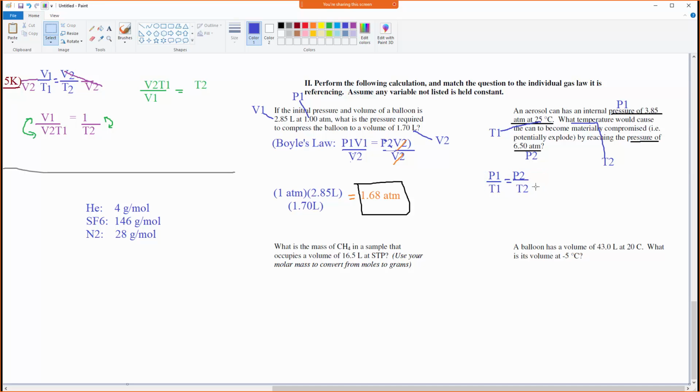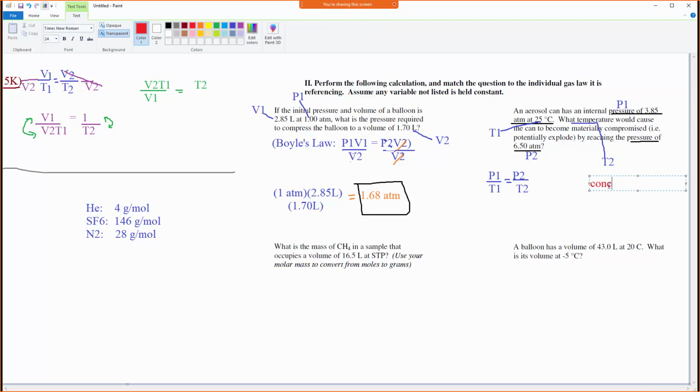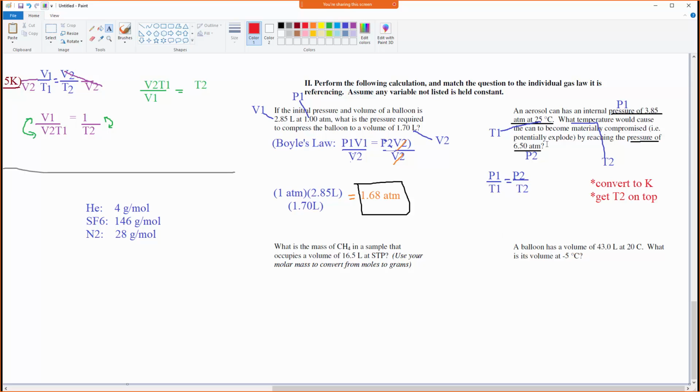Okay, so remember, we have to convert to Kelvin first, and then get T2 on top second. So these are the two things we need to do to answer this question. I'm going to let you guys practice that yourself and solve for this one so that we can at least look at these before we let you go for today.